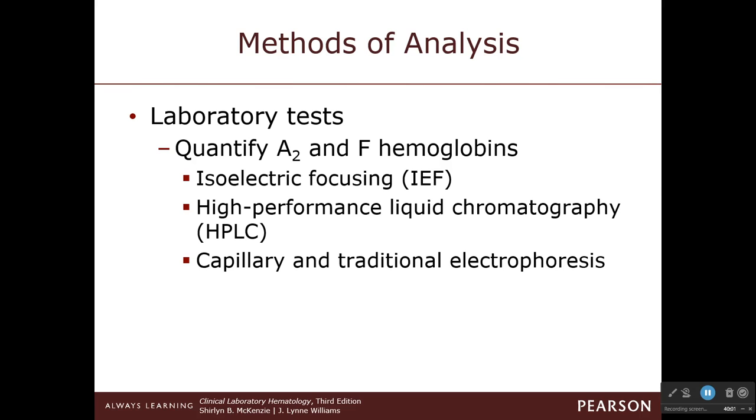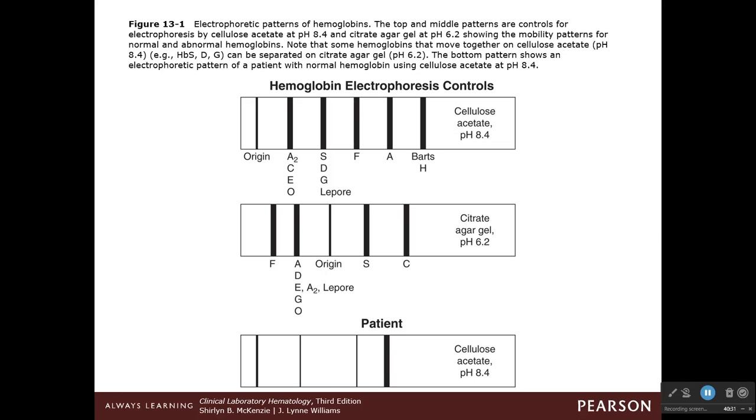Okay, now quantify hemoglobin A2 and hemoglobin F. There are lots of things we can do. There's one that's called isoelectric focusing. Basically, you're using an electrical impulse to try to pinpoint which ones you're looking for. High performance liquid chromatography, which is very similar to electrophoresis. It just uses a liquid medium instead of a solid medium. And then, of course, capillary or traditional electrophoresis.